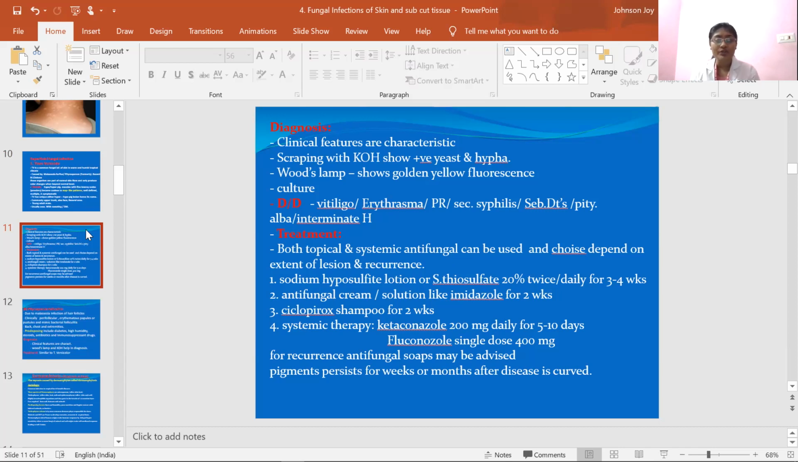What is the dose of ketoconazole? Ketoconazole 200 mg daily for 5 to 10 days, or you can give fluconazole 400 mg stat dose. Now, for recurrent tinea versicolor, you can give antifungal soaps also, like ketoconazole soap. The pigments will persist for weeks or months after the disease is cured.